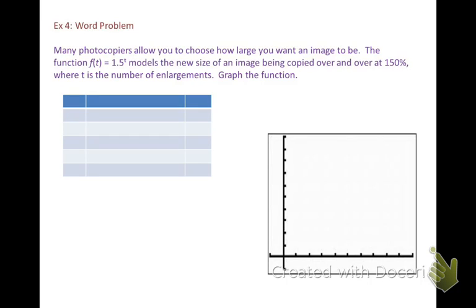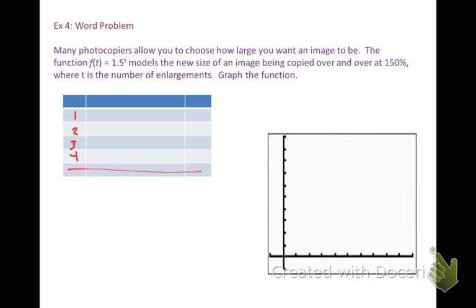Now, many photocopiers allow you to choose how large you want an image to be. The function f(t) equals 1.5^t models the new size of an image copied over and over at 150%, where t is the number of enlargements. Graph the function. Can you enlarge a negative amount of pictures? No, you cannot. So I'm guessing we are not going to use negative numbers. You can't even use 0. So we are going to use 1, 2, 3, 4. You do not need to use 5. I just at least need 4 numbers on this one.